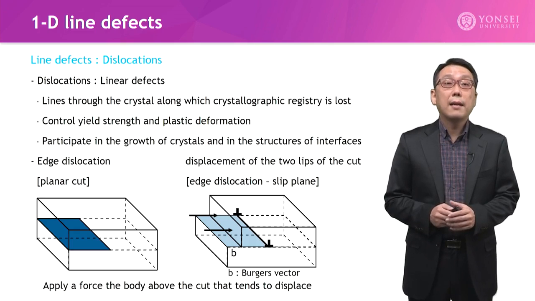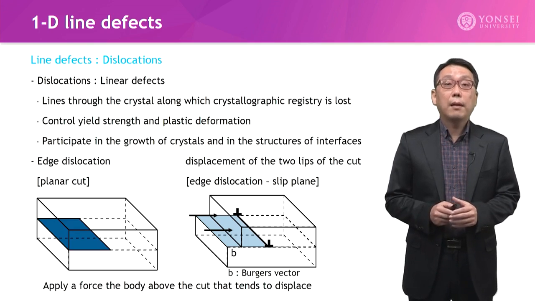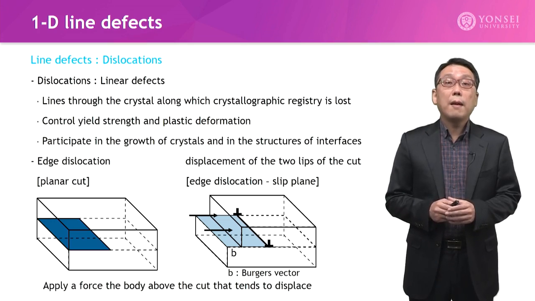One type of dislocation is the edge dislocation. Firstly, let's make a planar cut as shown here, and then apply a force to the body above the cut that tends to displace it. You can find the displacement of the two lips of the cut in the right side figure, and you can also find the edge dislocation, which can be formed within the slip plane.